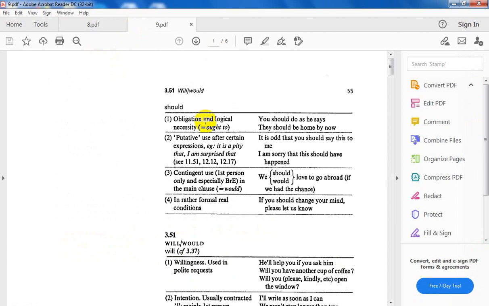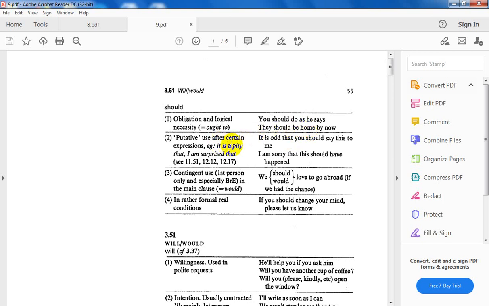Concerning should, the uses of should. What are the meanings of should? Either obligation or logical necessity, which means what? It means ought to. You should do as he says. They should be home by now. The meaning is obligation and logical necessity.